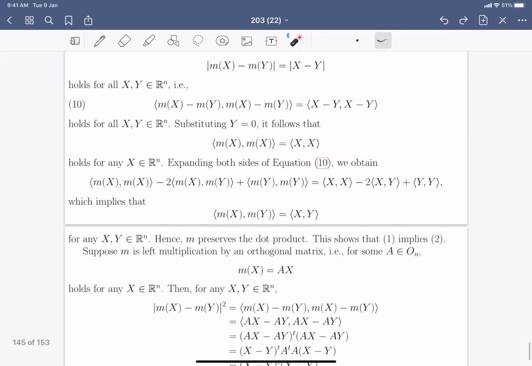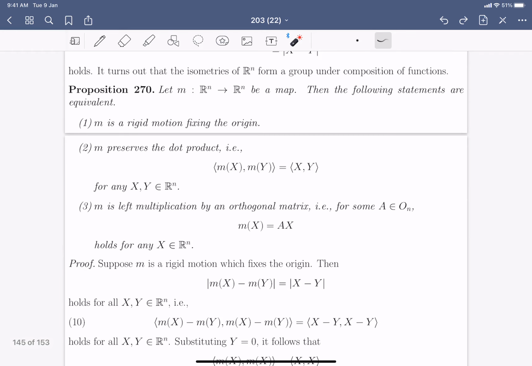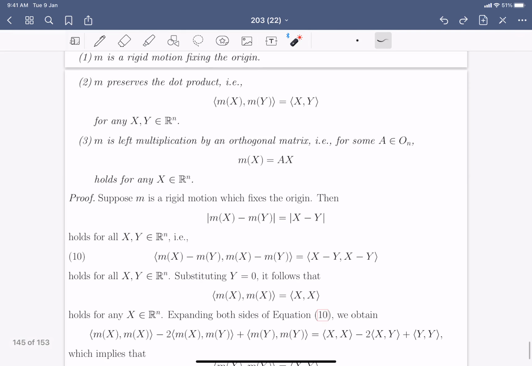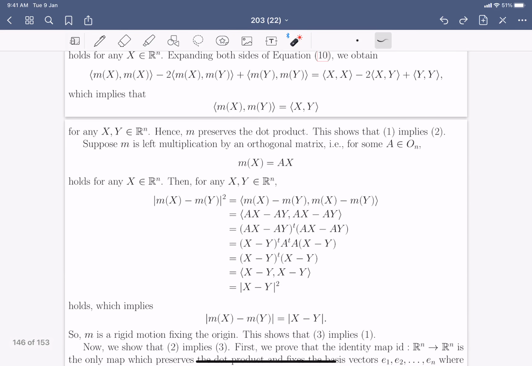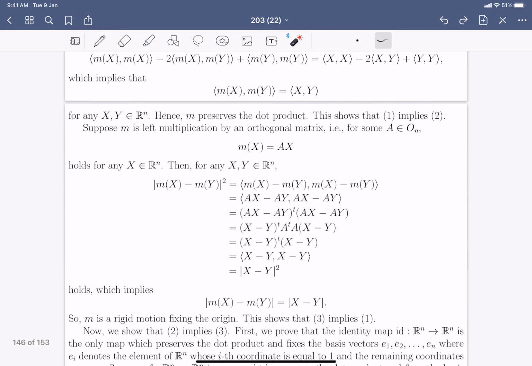Now let's assume, I think, the third criterion. Let's assume that m is left multiplication by an orthogonal matrix. Then we have that mx equals ax for any x inside Rn. The statement itself means just this. And then one can check that the square of this quantity... the crucial step lies here.